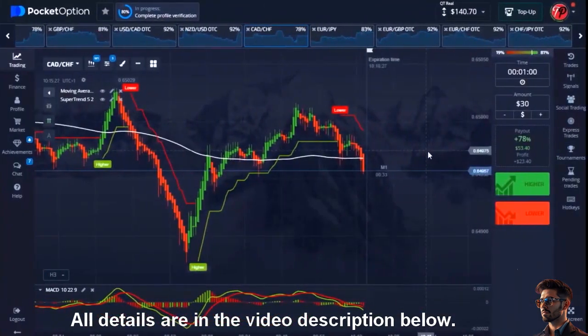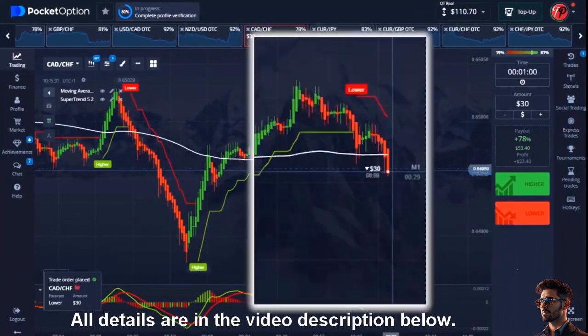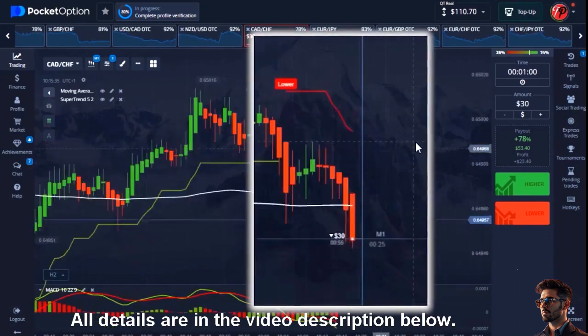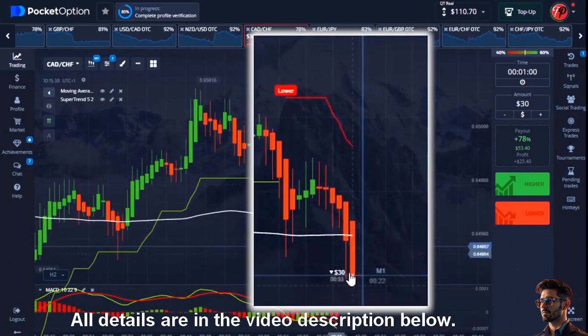Okay guys, over here I'm finding a good moment. I'm going to enter this trade real quick. So as you can see, guys, over here we receive a signal with our super trend, and you can see that I make sure that the candlestick I place my trade on is actually below the moving average. All right, it's very important.